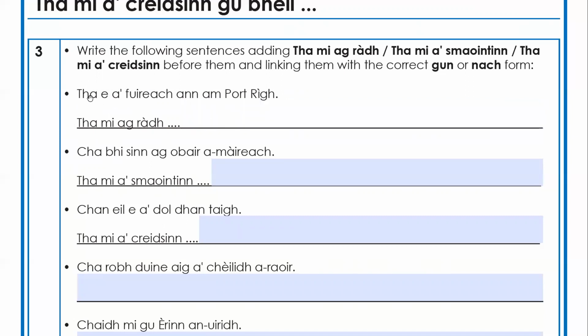Ha mi a gra. So we're looking for the verb. What's the verb? The verb is ha, to be. Is, he is. So here's the verb. What tense is it in? Ha is in the present tense. So ha becomes gu vil. Ha mi a gra gu vil a furach an porstrí.